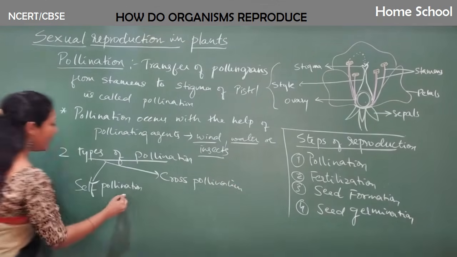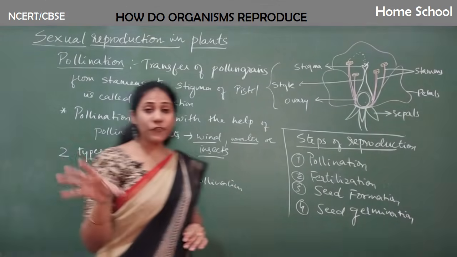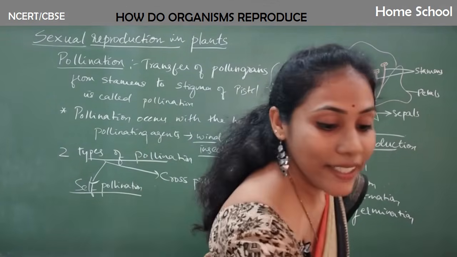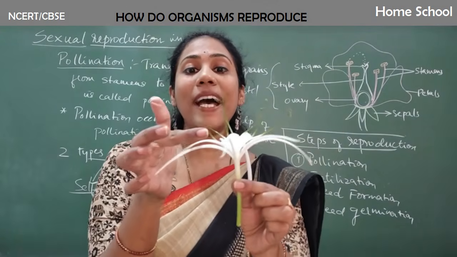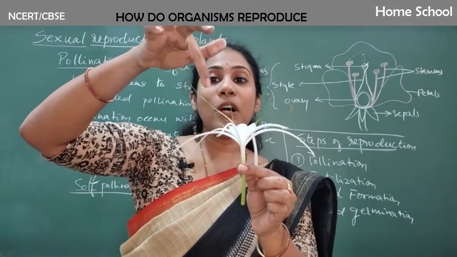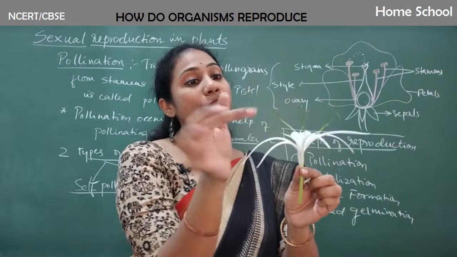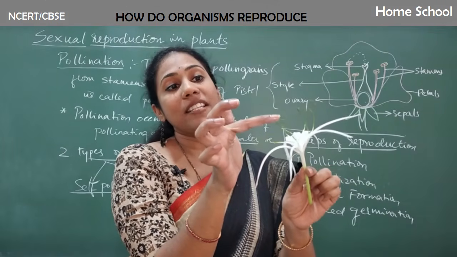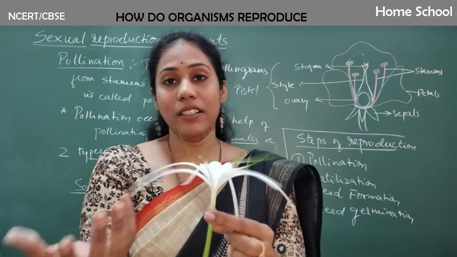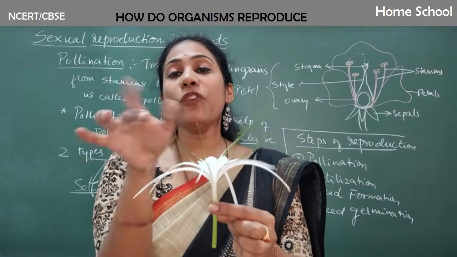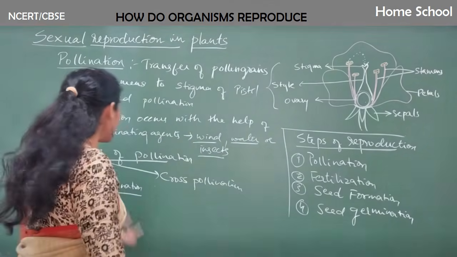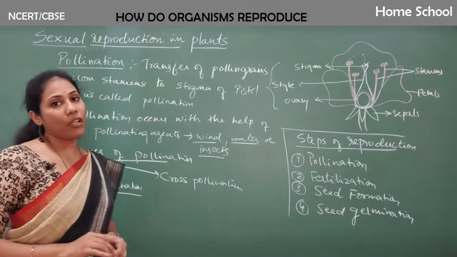So what do you mean by self-pollination? Transfer of pollen grains to stigma takes place in the same flower. See here, in the same flower, you have stamens as well as the pistil. So pollen grains can be transferred from the anther of a stamen to the stigma of the pistil in the same flower. Since both the reproductive organs are there in the same flower, the transfer also can happen in the same flower. So such a pollination is called self-pollination.